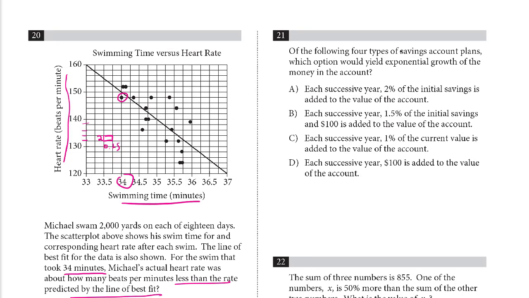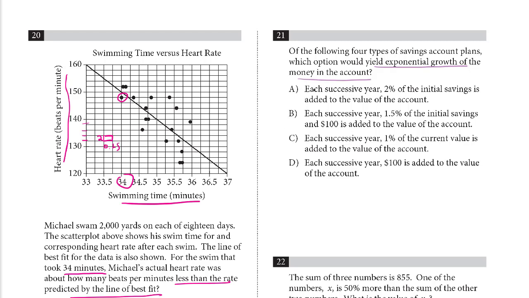21. Of the following 4 types of savings account plans, which option would yield exponential growth of the money in the account? Okay, so remember, exponential growth means we have a percentage or fractional change from the previous period or the previous term. It is not a constant rate of change, and it is not a percentage or fractional change from the original amount.